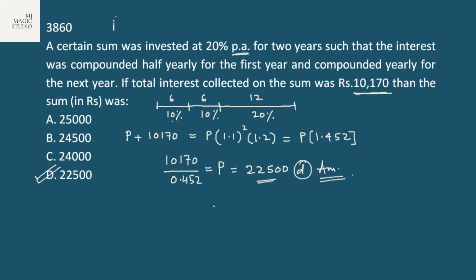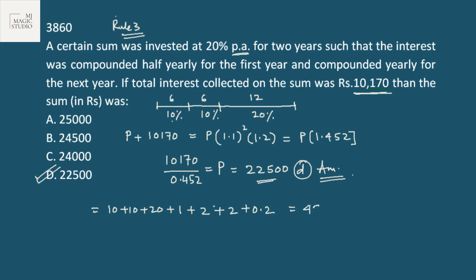And if you don't want to use a calculator, please use rule 3 to find the compound interest directly. According to rule 3, if I need to add 10 plus 10 plus 20, it would be 10 plus 10 plus 20, plus 10 into 10 by 100, that is 1, plus 10 into 20 by 100, that is 2, plus 10 into 20 by 100, that is 2, plus 10 into 10 by 100, that is 1, into 20 by 100, that is 0.2.